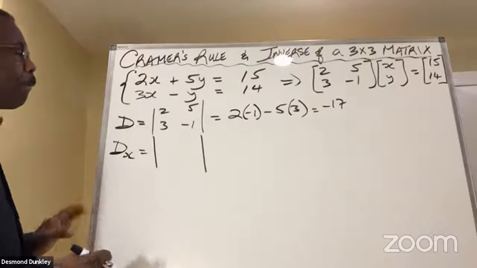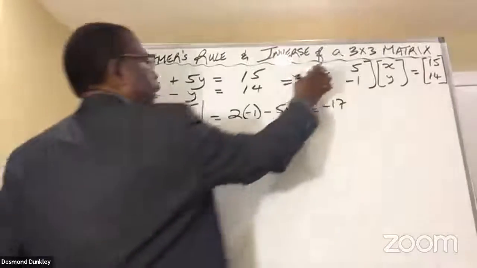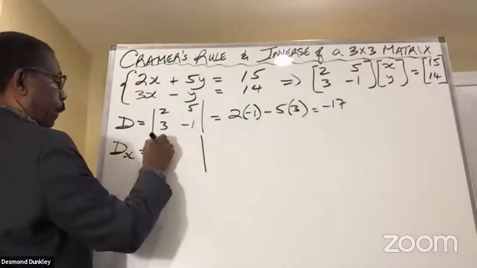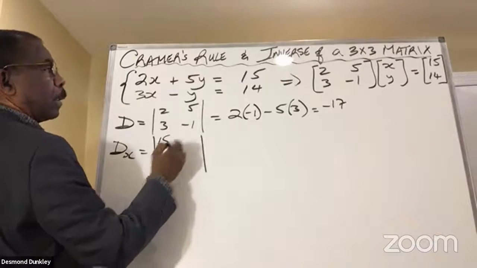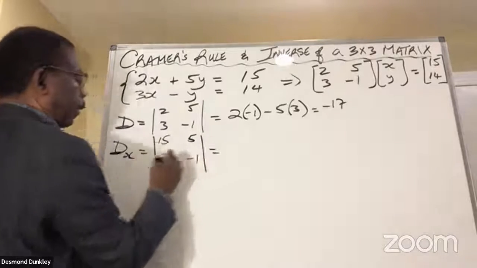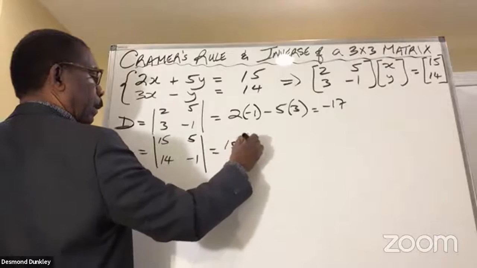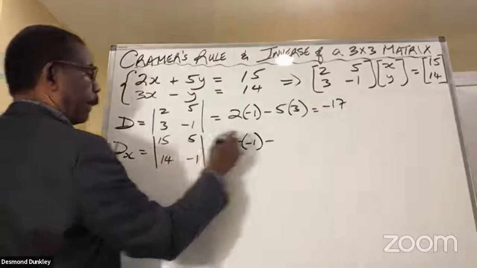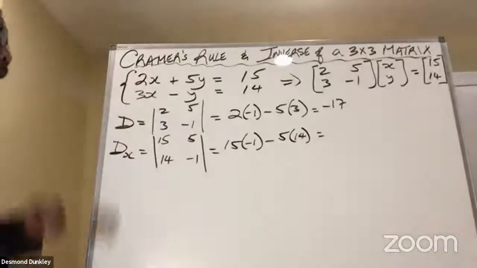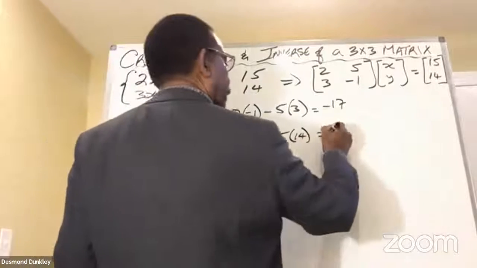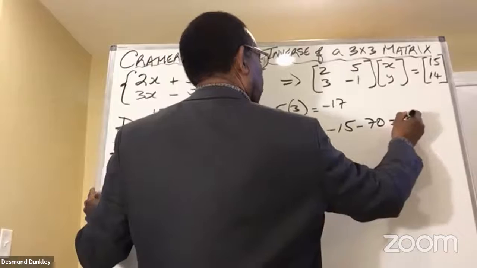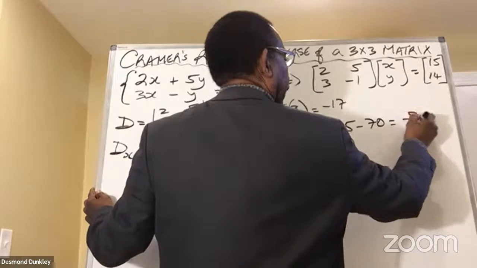For dx, I replace the x coefficients, 2 and 3, with 15 and 14. The y coefficients remain the same. And that's going to be equal to 15 times negative 1 minus 5 times 14 equal to what? 15 times negative 1 is negative 15 minus 70 equal to negative 85.